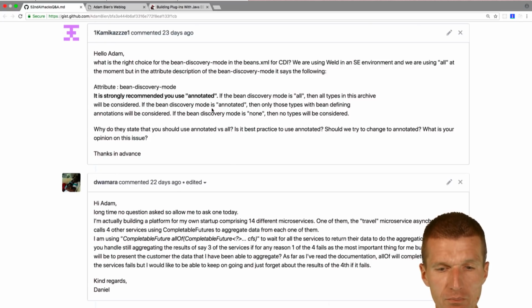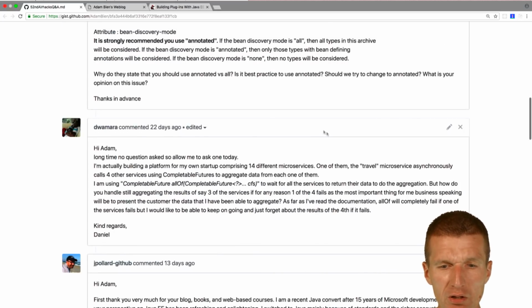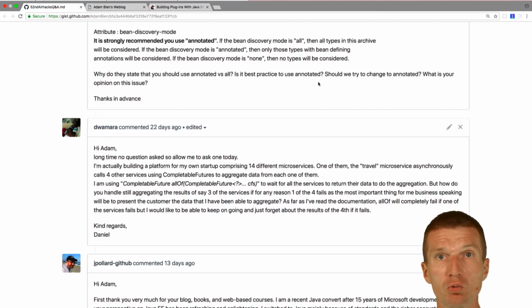So is it best practice to use annotated? I don't think so, in my eyes, because you will have to annotate everything just in order to be injected. And the question is why. It's not very convenient. If you have a problem, switch to annotated. I never had the problem. I never switched to annotated.